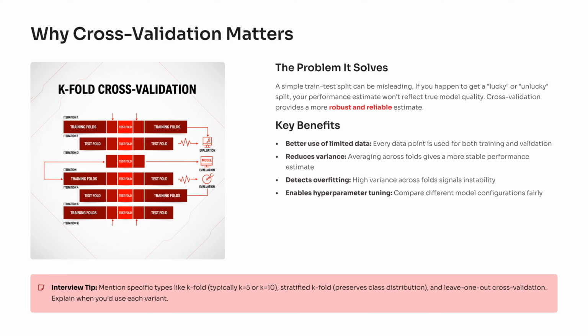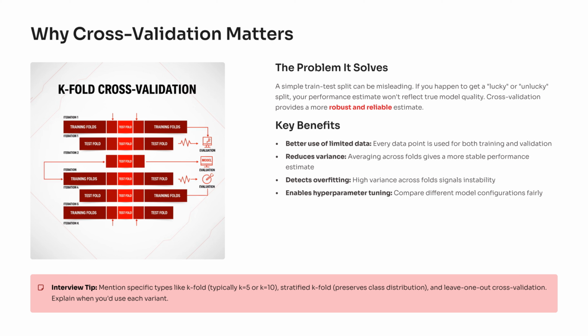Now, if the interviewer follows up with, why does it matter? This is where you connect it to practical value. A single train-test split can be misleading. If you get an unbalanced or unlucky split, your accuracy might look great, but your model could fail in production. Cross-validation solves that. It gives a robust and reliable estimate of your model's true performance.